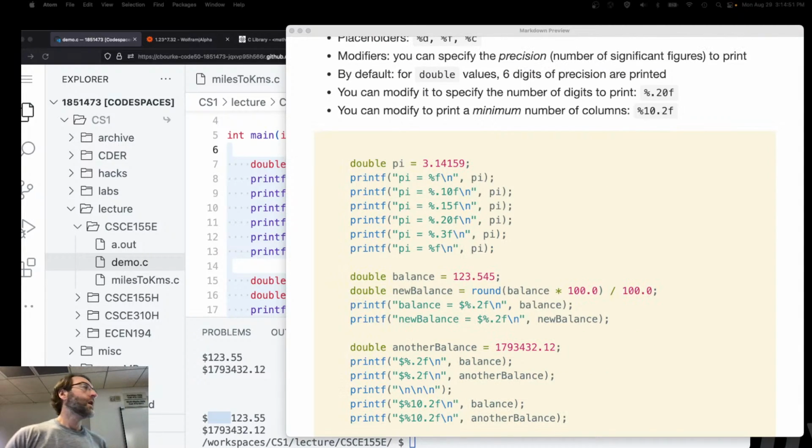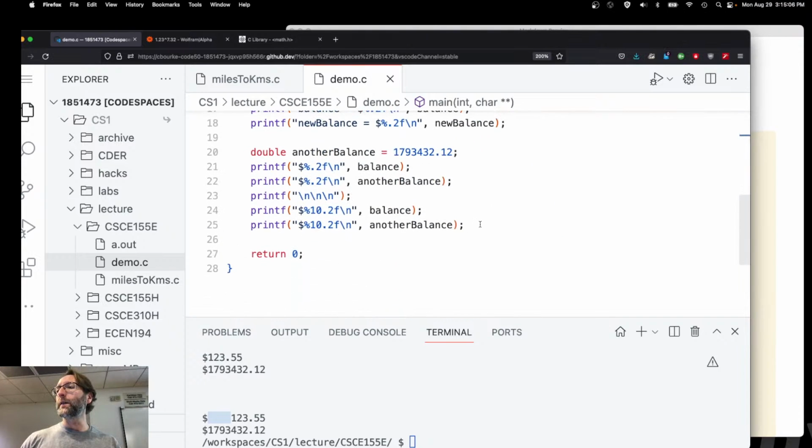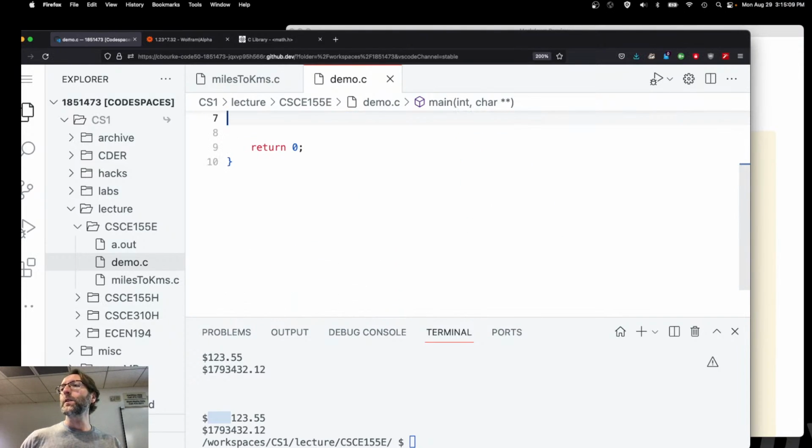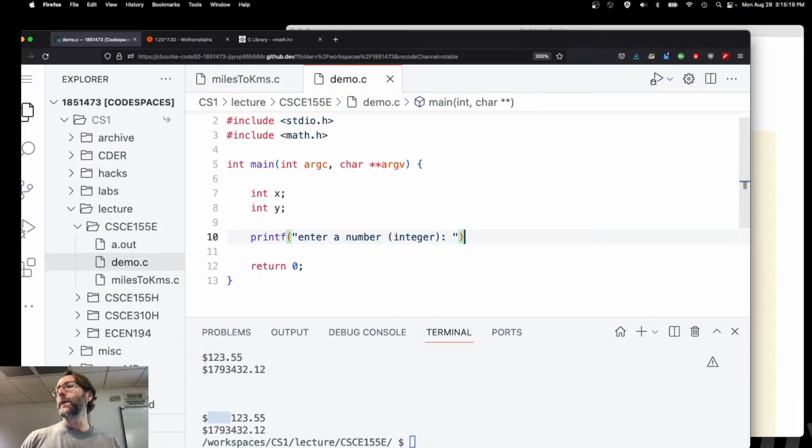With our remaining 5 minutes here, I'm going to give you a preview of what you're going to do in your lab tomorrow, where you're not reading interactive input anymore. So here's a really quick program. Int x, int y. Printf, enter an integer. And then we've prompted the user to enter this input.